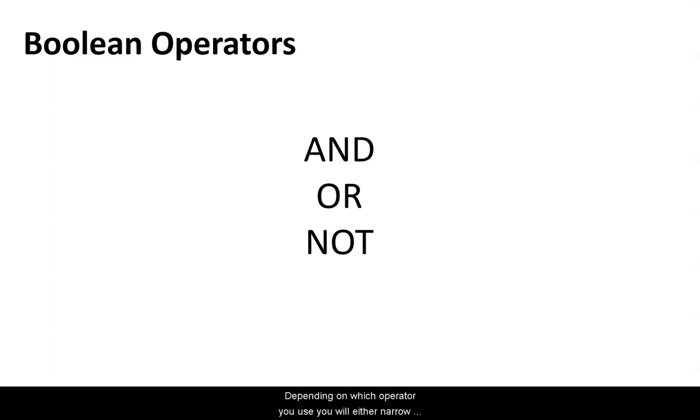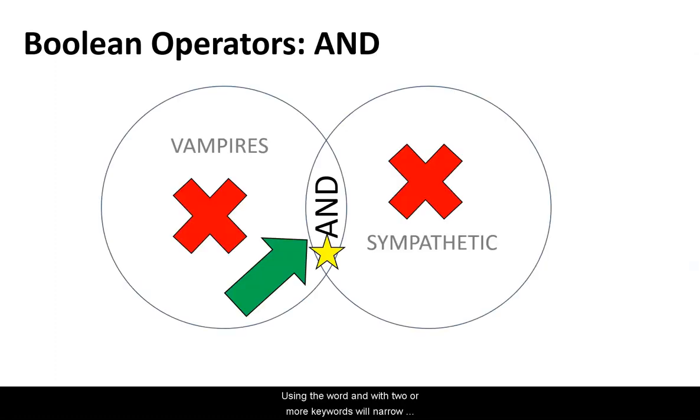Depending on which operator you use, you will either narrow, meaning bring back fewer, or broaden, meaning bring back more, search results. Using the word and with two or more keywords will narrow your search results and bring back fewer results. All the keywords that you search for will be included when you use the word and.